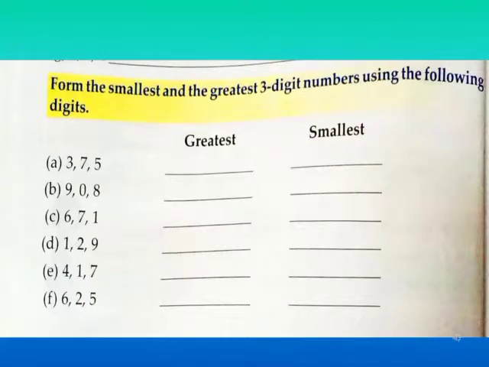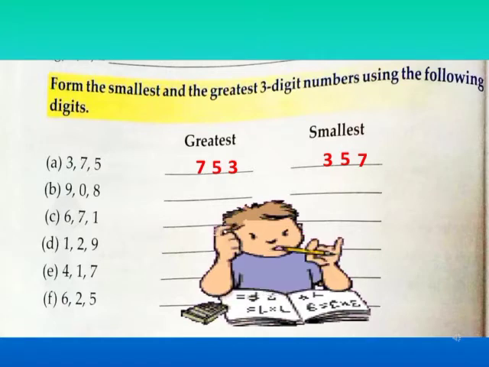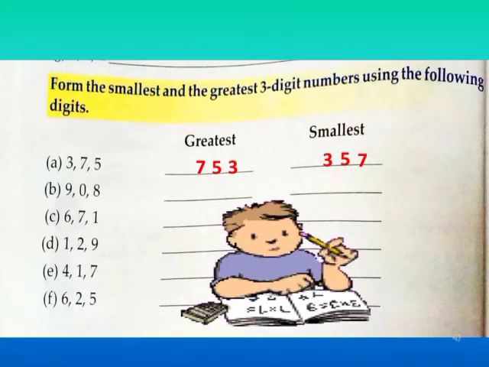Here, to form the greatest number, write the greatest digit first, that is 7. Then the number smaller than 7 is 5. Then the number smaller than 5 is 3. Thus, the greatest number formed is 753. Now, to form the smallest number, we will write the smallest digit first, that is 3. Then the number greater than 3 is 5 and the number greater than 5 is 7. Thus, the number formed is 357. Now, you will do the remaining part of this question and check your answer from the given picture.